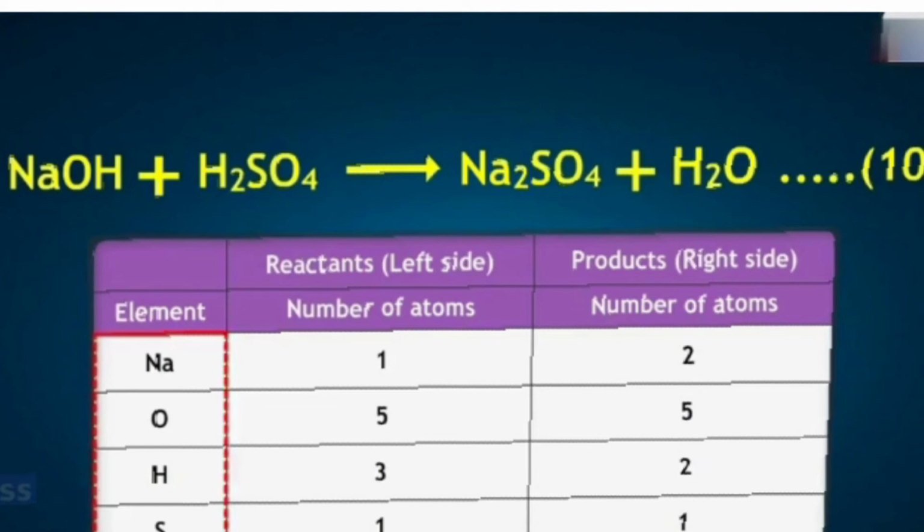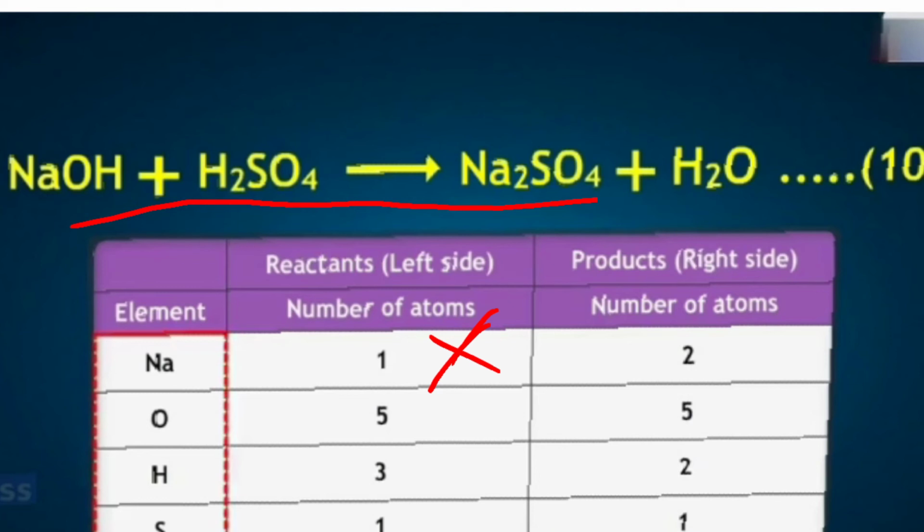Now the first step is to write down the chemical equation from the word equation in the form of formulas. Second step, to check whether the equation is balanced or not by comparing the number of atoms of the various elements present on the two sides of the equation. We saw what things are balanced and what are not balanced. Two elements are balanced and two elements are not balanced. Up to the second step we did it.